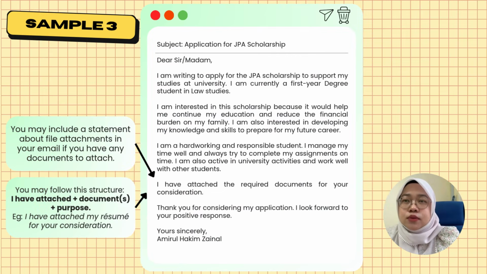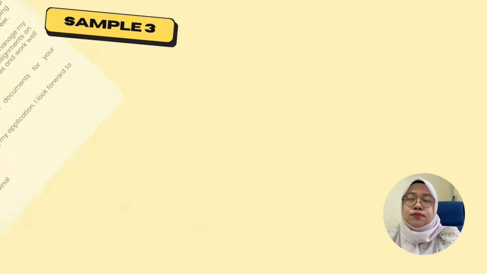For the third sample, which is on scholarship, you must mention attachment. Always mention your attachments explicitly in the body text using this simple formula. For example, I have attached my resume for your consideration. The formula is I have attached, and then you include the document name and also the purpose of why you are sending it. Usually for an application email, you must have attachments as your supporting documents.